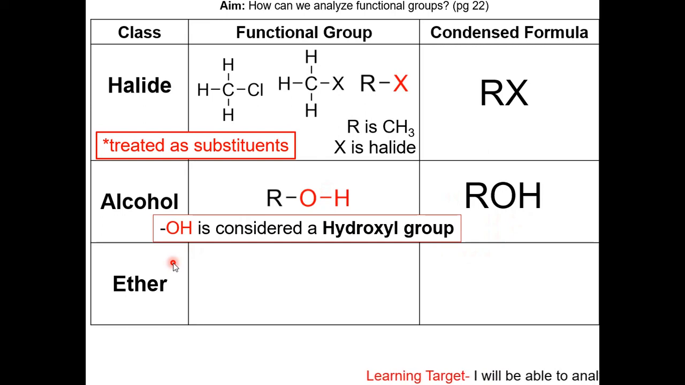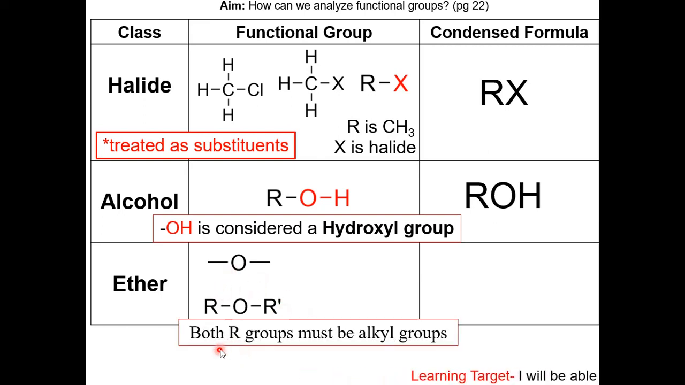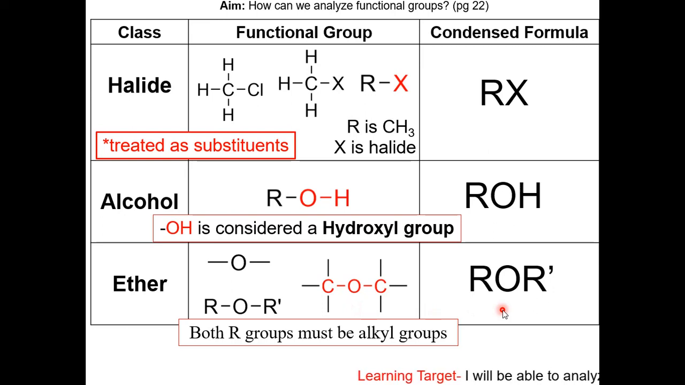The next class of organic compound is ether. In ether, the oxygen is sandwiched between two R groups. R with an apostrophe means R prime. This means that this R group can be different from this R group. In ethers, both R groups must be alkyl groups. Keep in mind this detail is not on Table R. The atoms bonded to the oxygen must be carbons, and the condensed formula for ether is ROR prime.